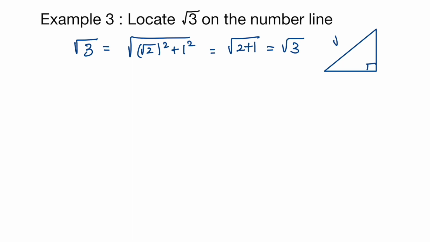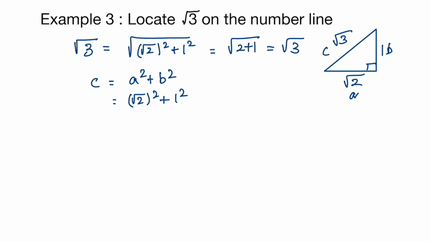If you want this hypotenuse to be root 3, one side should be root 2 and another side should be 1. Now let me say this is side A, this is side B, and this is side C. Now C squared is equal to A squared plus B squared, right? A squared is root 2 squared and B squared is 1 squared, which would give you 2 plus 1, that is 3, right?